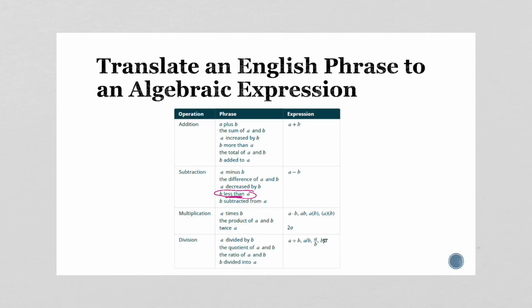That phrase right there requires that you reverse the order. And so it would look like this, A minus B. This one right here also requires that you reverse the order, B subtracted from A. So just remember that with subtraction and division, order matters. With addition and multiplication, order does not matter.